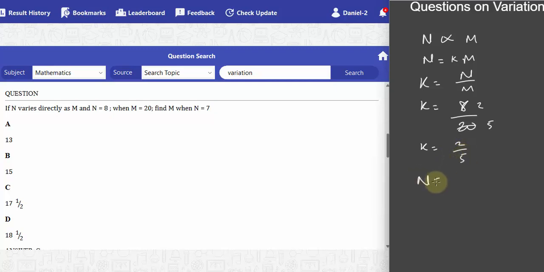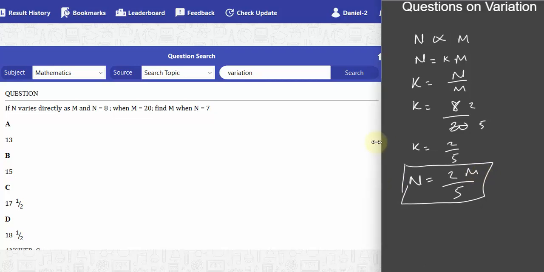So we can confidently say that n equals 2m over 5. So that's the formula. This is the final formula, right? So now we've got the formula. The next thing is to look for the value of any of the variables, depending on the question. So the question says we should find m when n equals 7. So we should look for m when n equals 7. So let's go about this.